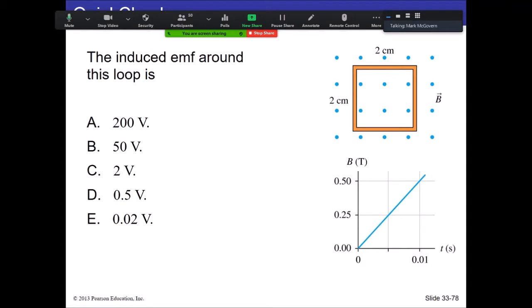I have a question for you. The induced EMF around this loop is what? Now, the loop is fixed, but the magnetic field is increasing. So let me know what you think about that. That's a good question.